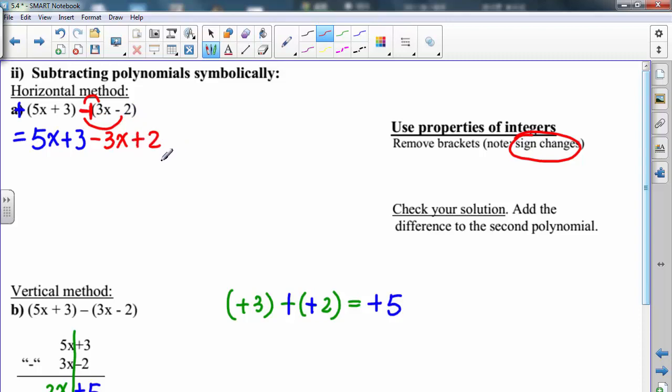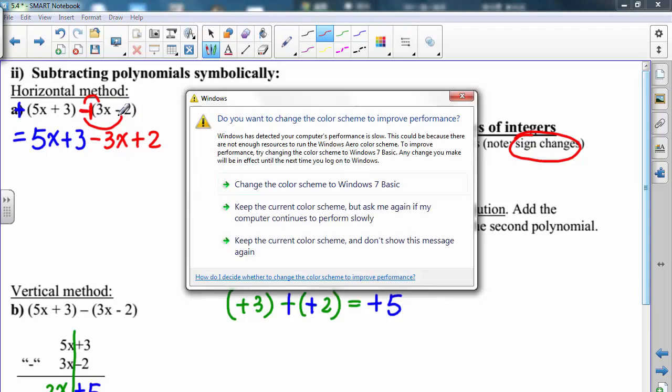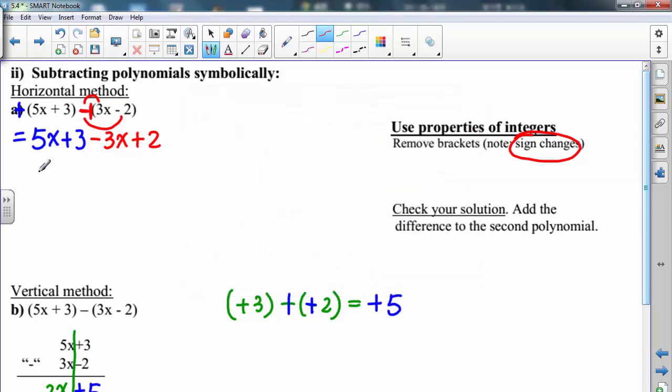So this is the difficult point of subtracting two polynomials. When you remove the second pair of brackets, you need to change the sign for the second polynomial. So it's minus 3x, and negative becomes positive 2. So right now, I only need to group the like terms. 5x and negative 3x are like terms. Positive 3 and positive 2 are like terms.